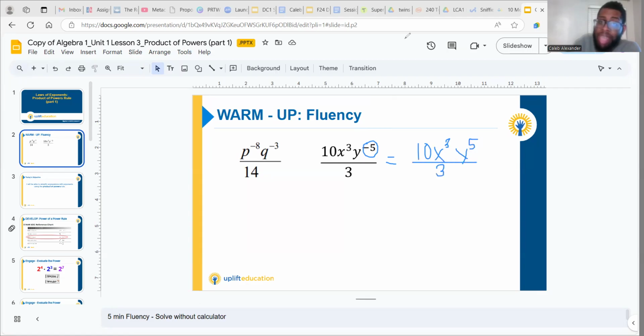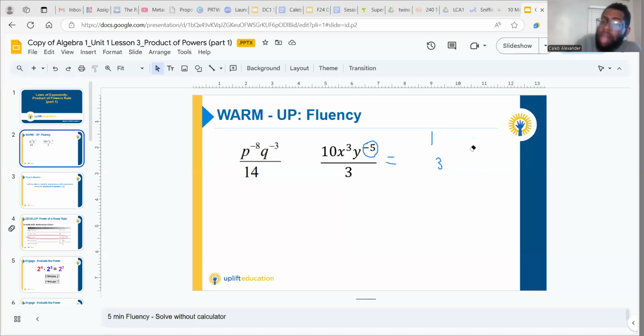However, this is not the case. Remember our negative exponent property. Anytime we change a negative exponent to a positive exponent, we have to move it to another place. So this is at the top, this will be at the bottom. So now we have 10x to the cube over 3y to the fifth. So this should be our answer for our second problem.